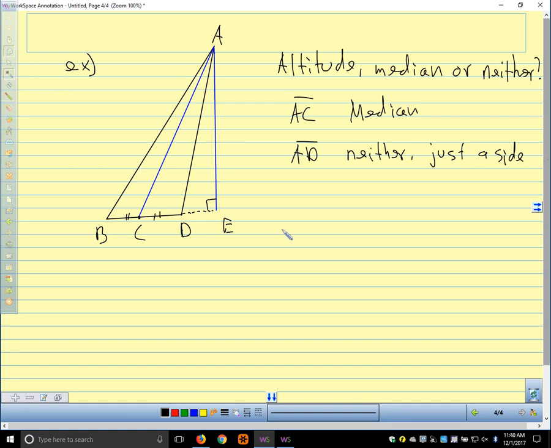How about segment AE? This blue segment. That's an altitude. It goes from a vertex perpendicular to an extension of the opposite side. Can we think of a type of triangle, so we're not talking about this one anymore, where the altitude, the median, the perpendicular bisector, and the angle bisector would all be the same segment?